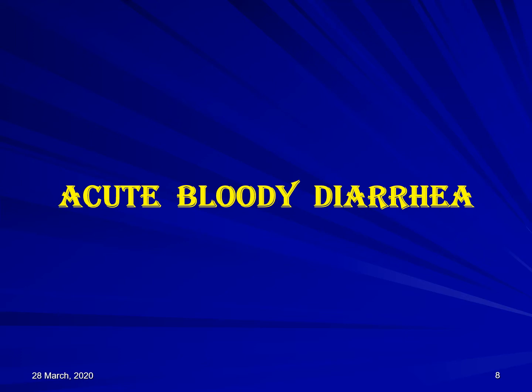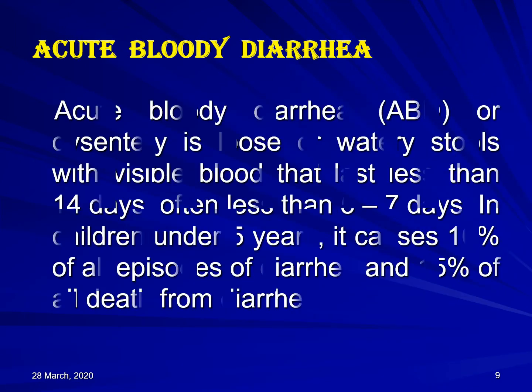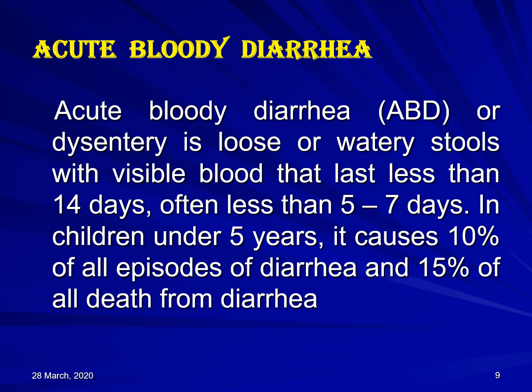Now we come to acute bloody diarrhea. Actually, it is the second most common type. It is usually less than 14 days, associated with passing of blood. It accounts for about 10% of cases in those under the age of 5 years, with 15% of the deaths due to diarrhea.